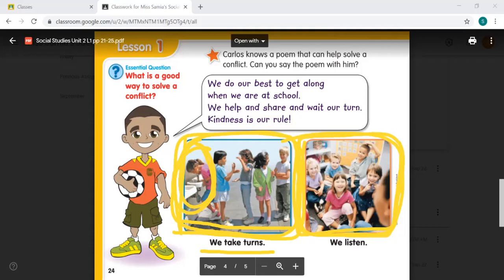So let's look at this one right here, this next picture. What rule are these kids following? We listen. So it looks like they're in the classroom and they're listening to the teacher. They're not talking when the teacher's talking. They're being very quiet and respectful and listening. So they listen while someone else is talking. That's a rule.